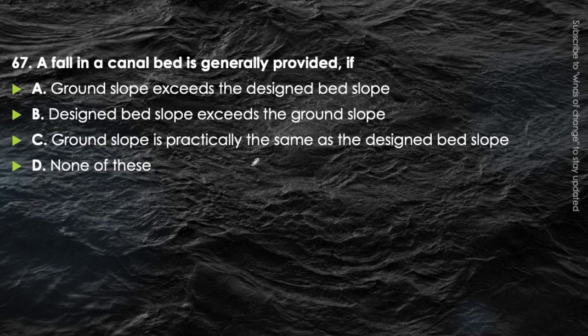Okay. Next question. A fall in a canal bed is generally provided if ground slope exceeds the designed bed slope, or designed bed slope exceeds the ground slope, or the ground slope is practically the same as designed bed slope, or none of these. Think about it. What is the case in which we will provide the canal fall? Very easy question. You just have to visualize it in your mind.